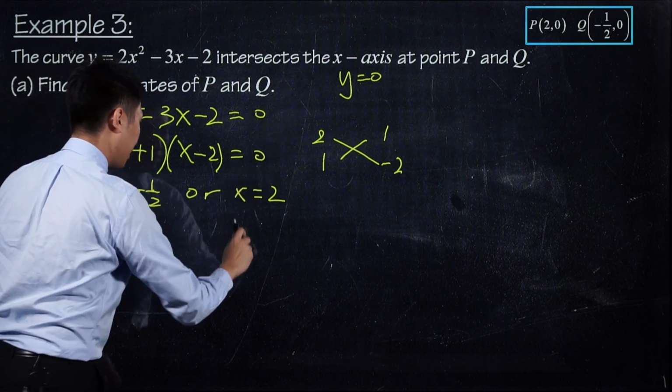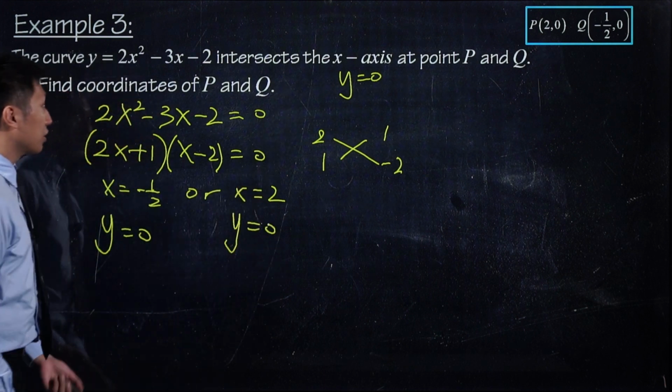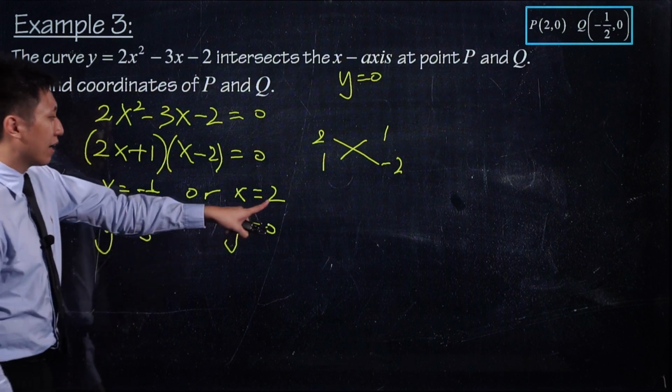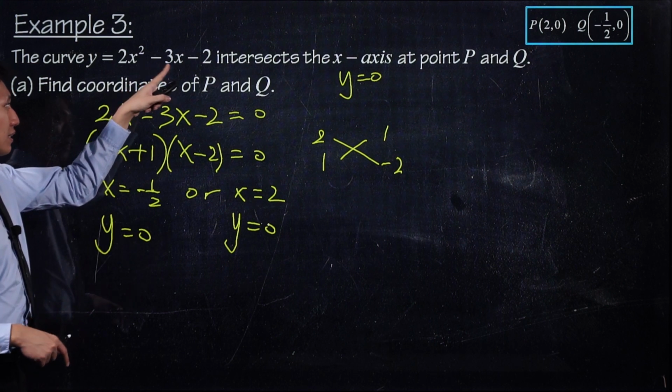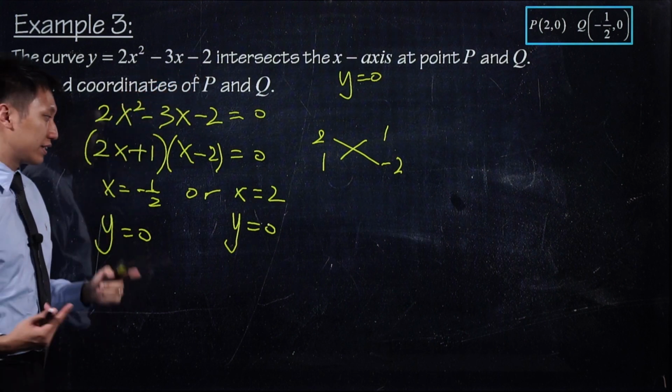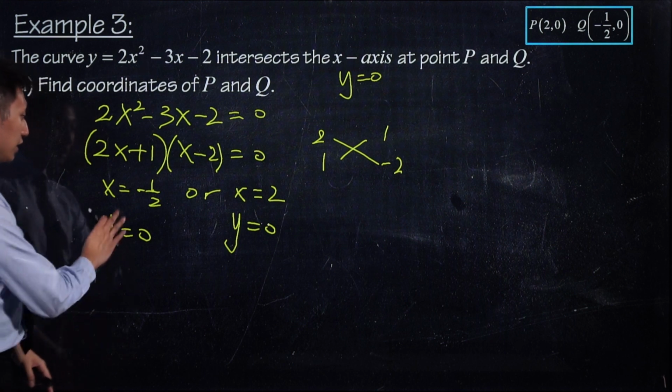So if I sub it back here, of course y is equal to 0. Don't need to do so much. If you don't believe me, you can try. 2, you put it here, is 2 times 4 is 8, 8 minus 6 minus 2, so it's 0. Okay, so these are the coordinates.